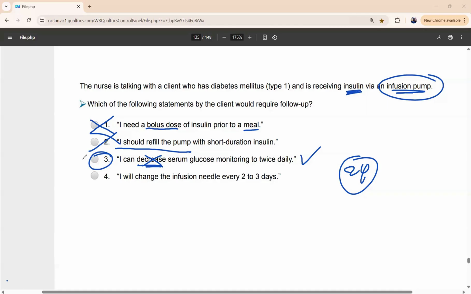So NCLEX wants to test your ability to understand that that particular thing you need to change. And why are you changing it? We are changing it to reduce the risk of infection. So this is the correct thing to do. It does not require follow-up. So number 3 is the one that requires follow-up. Am I making sense? All right. Are you ready for the next one? Let's try. Okay, great.